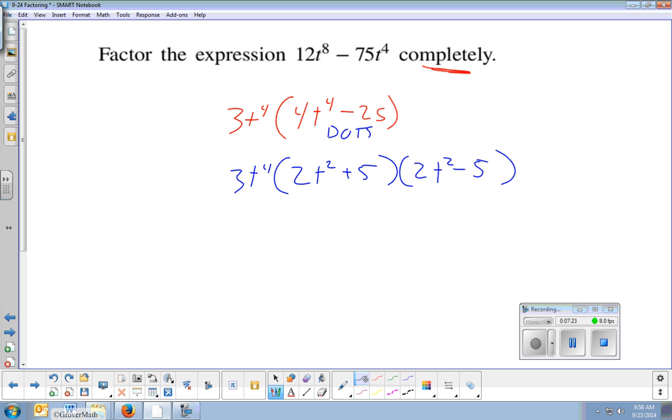And this, now I want to look at these one more time. 3t to the 4th, that can't be reduced further. Let me just connect that 4 there. 2t squared plus 5, no GCF, not a trinomial, not a difference of two squares because 2 is not squared, 5 is not squared, not a minus sign. I see a minus sign here, but it's not a difference of two squares because 2 and 5 are not square. T squared is, but 2 and 5 are not, which means I am factored completely. When you see these complicated problems, you always want to think GCF first.